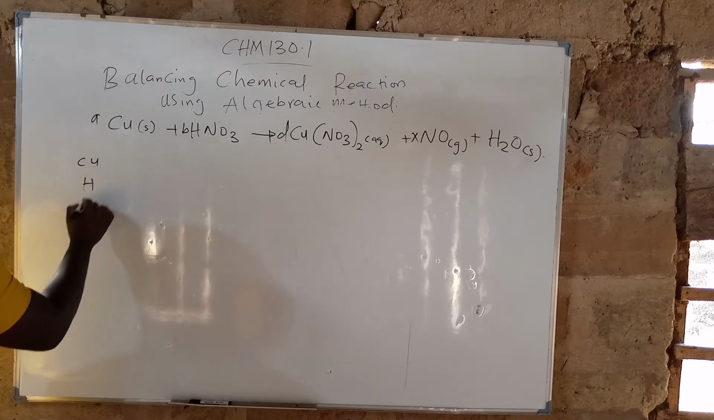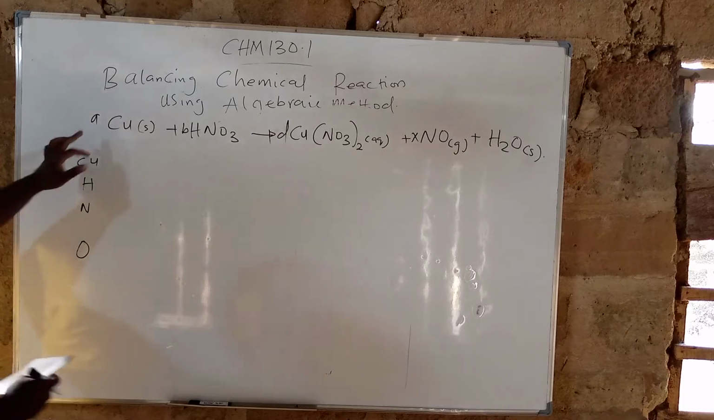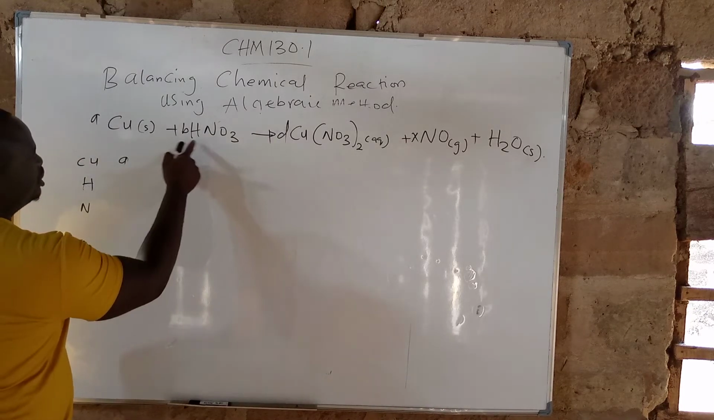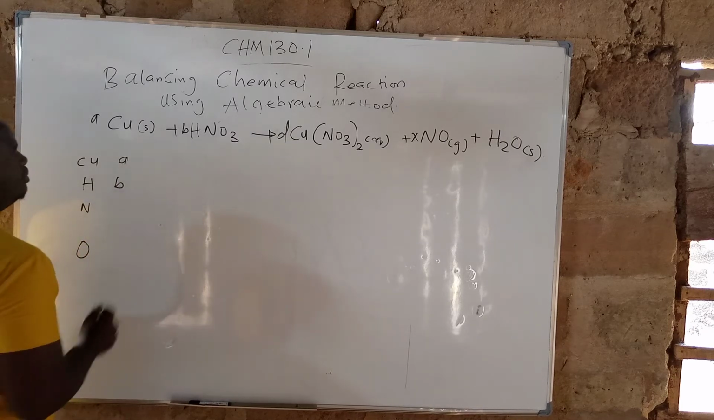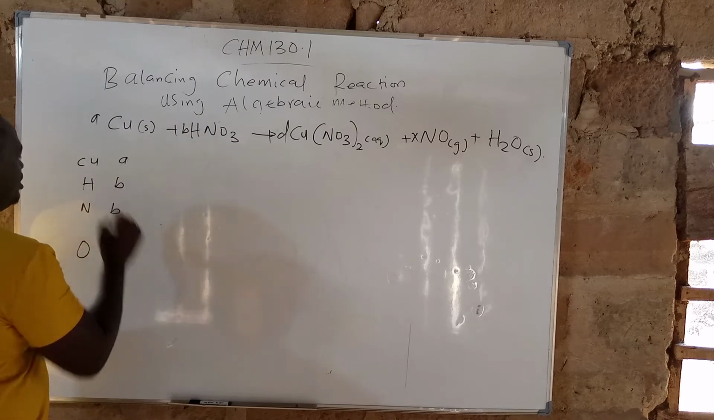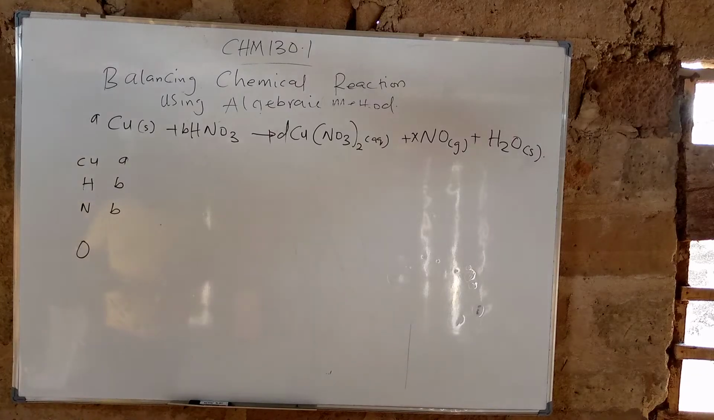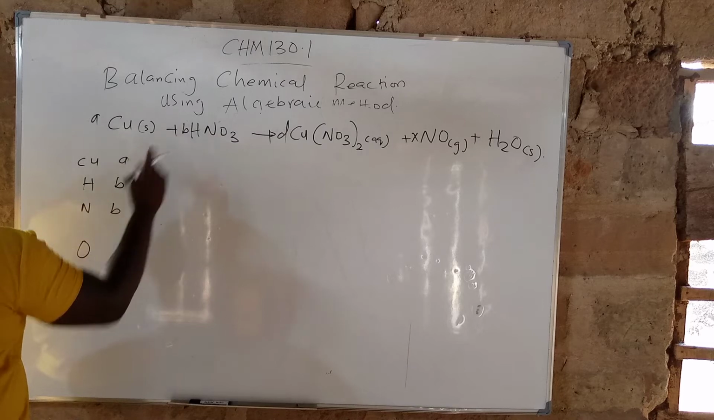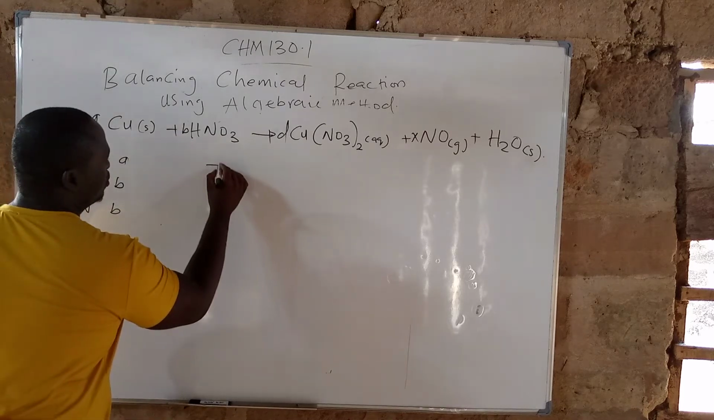So of course we have copper, hydrogen, nitrogen, and oxygen. As usual, this is 1, so here is A. The hydrogen here, you can see that we have B. Nitrogen is 1 times this, we still have B. Oxygen is 3 here times B, we have 3B, and so we are done with this. Let's go to the product side.